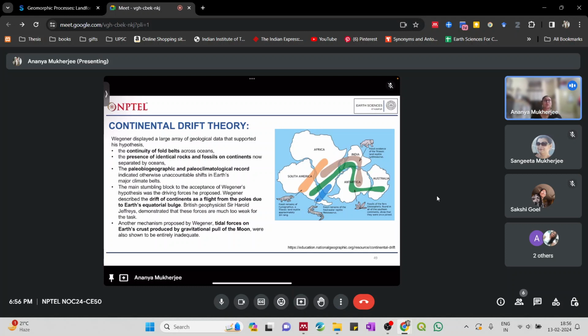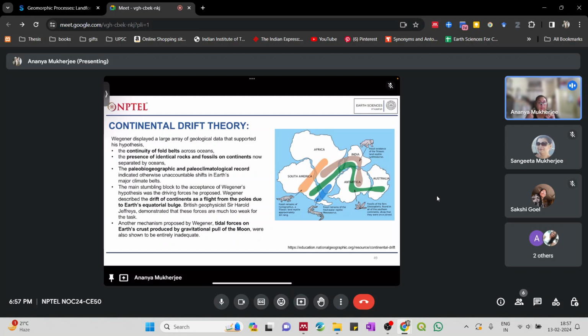Now the processes or mechanisms that were proposed by Wegener were faulty at that time because they could not explain the force that was required for the continents to move away from each other. First, he proposed that the drift of the continents happened from the poles to the equator. Because of the equatorial bulge that is present, we know that at the equator the radius increases, or the distance from the center of the earth increases compared to the poles. So he gave this as one of the processes.